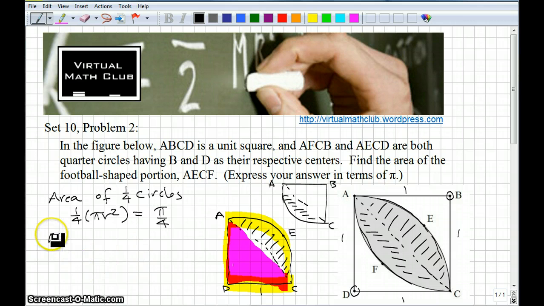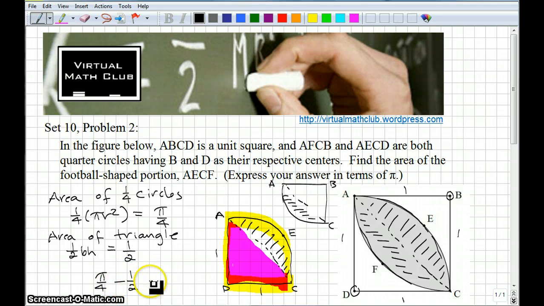Okay? And then we can figure out the area of the triangle. So this pink triangle here, just 1/2 base times height, right? 1/2 base times height. And again, it's a unit square, so 1/2 base times height is just 1/2 times 1 times 1, because the height is 1 and the base is 1. So we have a half, okay? So if we want to find the area of this AEC, this little shaded region here, we would just take the area of the quarter circle and subtract. So we'd take the area of the quarter circle, which is pi over 4, and we subtract a half, okay? And that gives us the area of this thing, just this shaded region.